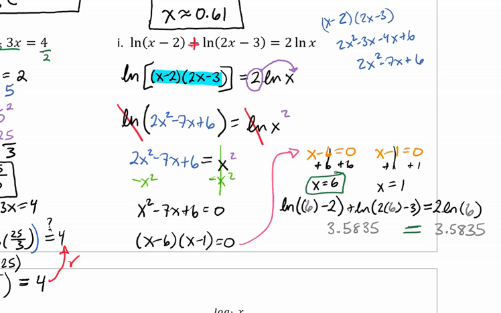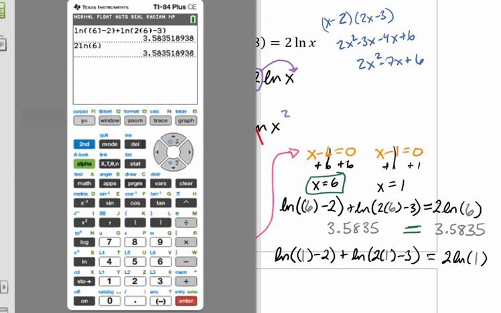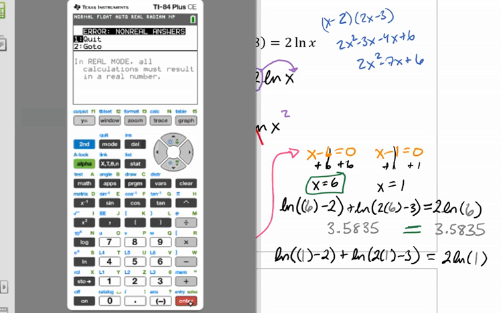So now we're going to do the same thing, but this time with the 1. So we're going to have the natural log of 1 minus 2 plus the natural log of 2 times 1 minus 3. We want to see if that equals 2 times the natural log of 1. So we pull up our calculator again, and we will plug that in. So we'll plug in our natural log of 1 minus 2 plus the natural log of 2 times 1 minus 3. That's going to give us an answer of no real solution.